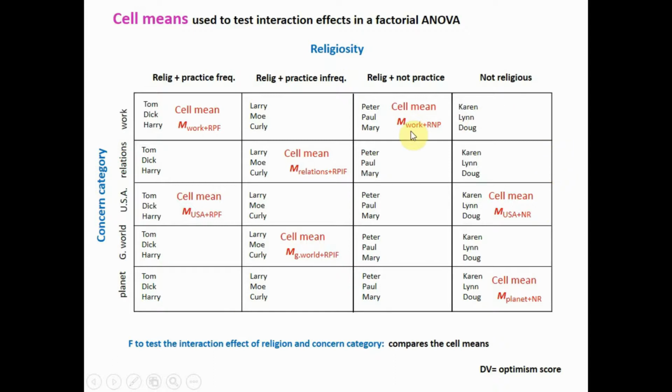But when you're looking at an interaction, you are looking at cell means. Now I didn't label each one a cell mean, but I think I've labeled enough so you'll get the picture. A cell mean represents the mean of a combination of treatments. So in this case, we have work, because it's the work level. It's work combined with religious and practicing frequently. So Tom, Dick, and Harry provided scores here where they are religious and practicing frequently, and they're answering questions about optimism about work. All right, so that's a combination.